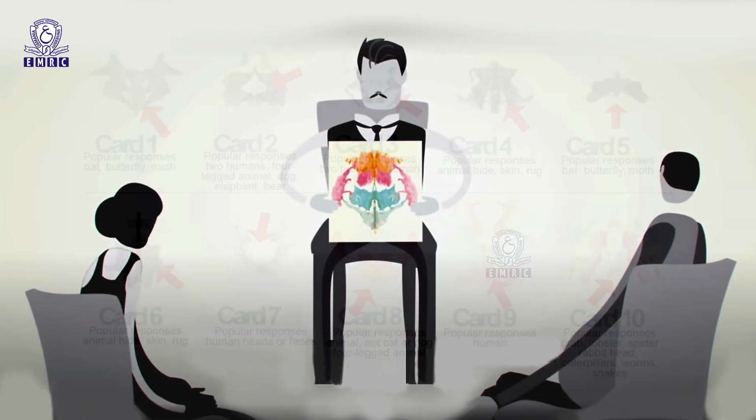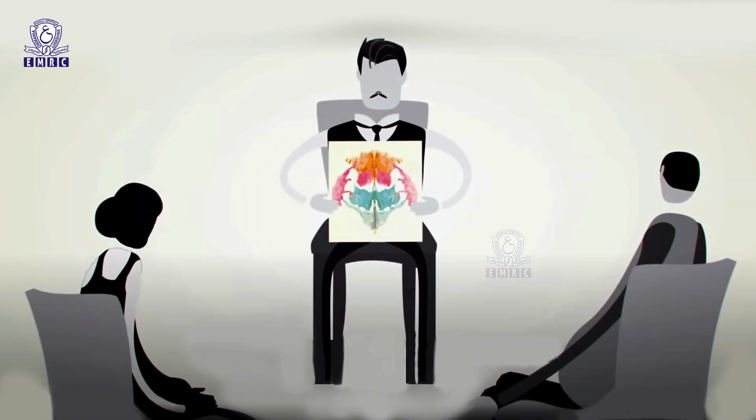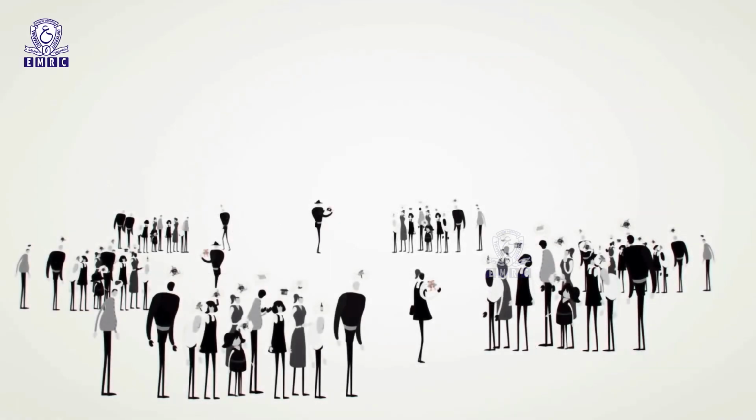The test is administered by showing the participants the 10 blots one at a time. The participant's task is to describe what he sees in the blots or what they remind him of. In the test, the participants are asked to simply state whatever each ink blot looks like to them.